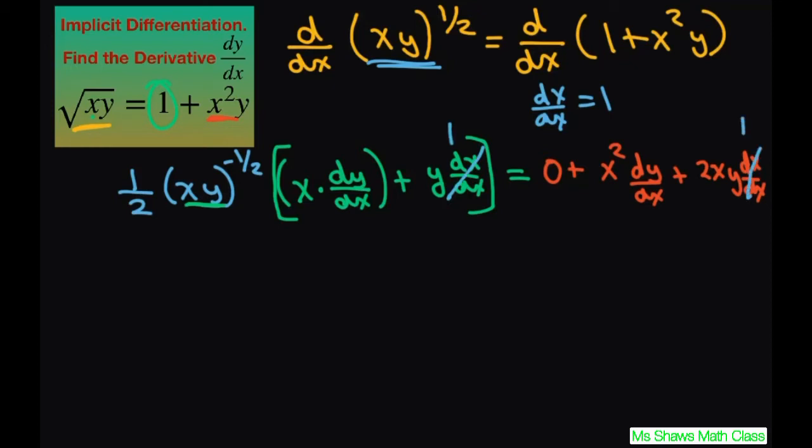And then my derivative of y with respect to x, I'm going to write this as y prime. So this is just going to be y prime. It makes it look better. This is going to be y prime. All right, now let's simplify this out.